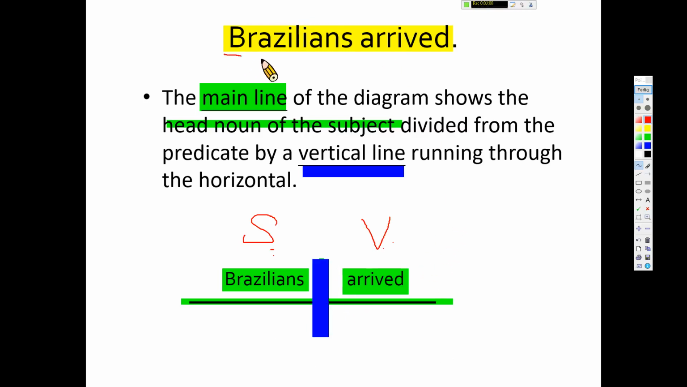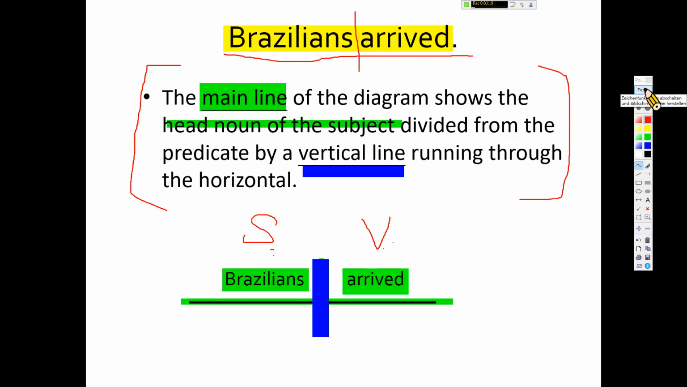Here, Brazilians arrived. After years of practice and experience, when I look at this sentence, I instantly identify this is the subject and this is the verb. And how about this one? Which one is the subject? As you can see from here.